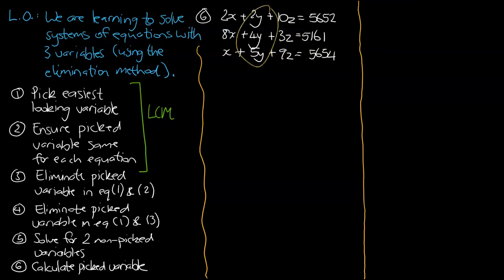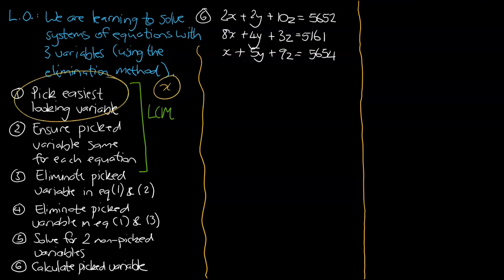The y's, the lowest common multiple will be 20. So I'm going to have to go times 10, times 5, times 4. Pretty messy. And the last one there, the x's, I don't mind this one here because 8x, I can multiply 2 to get to 8, and I can multiply x to get to 8. So I'm probably going to think that x is my easiest looking variable.